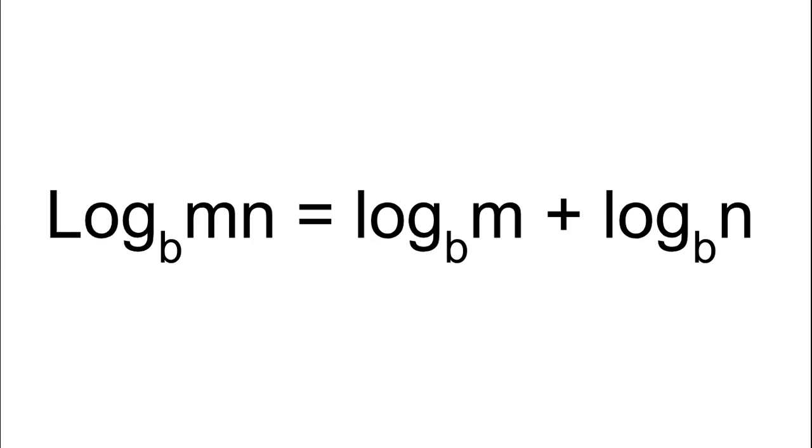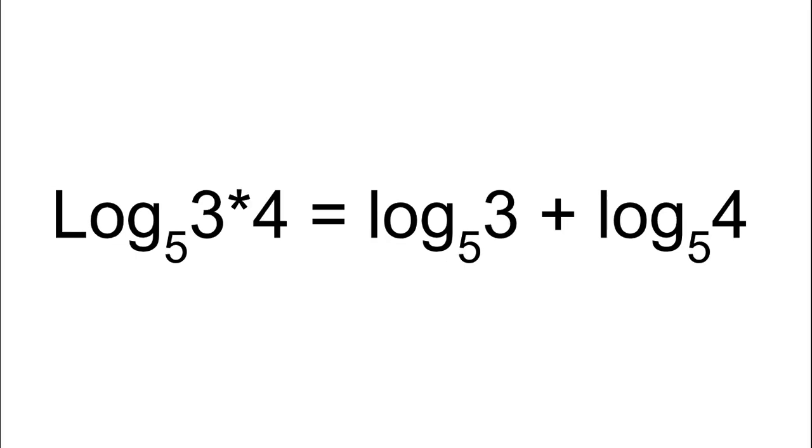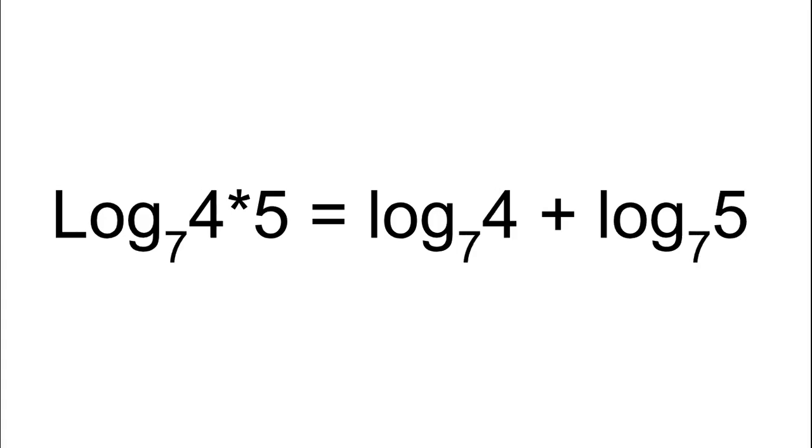Now I'll give you 3 examples of this formula. Log base 5 of 3 times 4 is equal to log base 5 of 3 plus log base 5 of 4. Log base 7 of 4 times 5 is equal to log base 7 of 4 plus log base 7 of 5. Log base 3 of 3 times 8 equals log base 3 of 3 plus log base 3 of 8. You can always distribute these 3 times 4, and even if you multiply it out into 24, you can still distribute it.